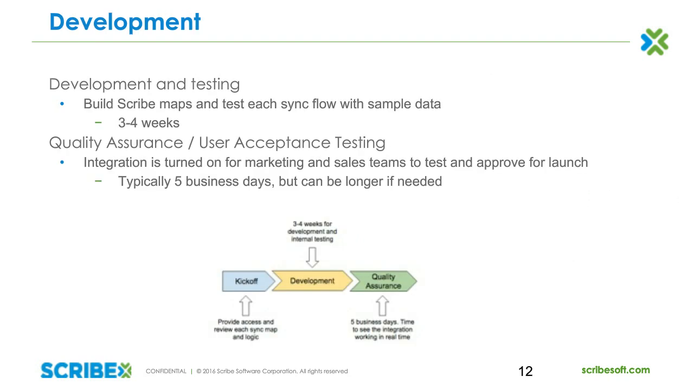Now, when it comes to the development of the basic integration, we found that it typically takes anywhere from 3 to 4 weeks to build the maps and test internally. Once the development and testing has completed, we typically run what we refer to as a quality assurance phase, or QA phase, as we also refer to it.